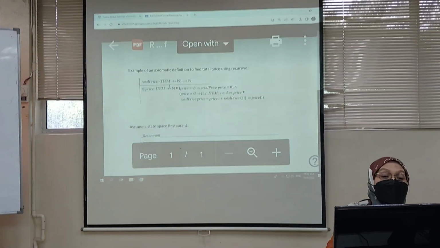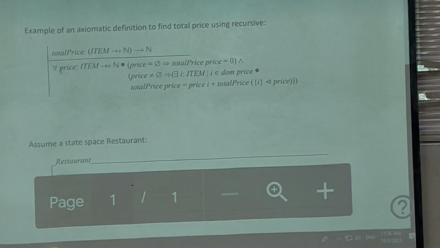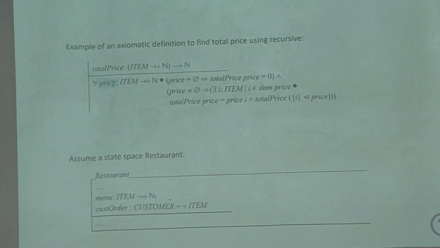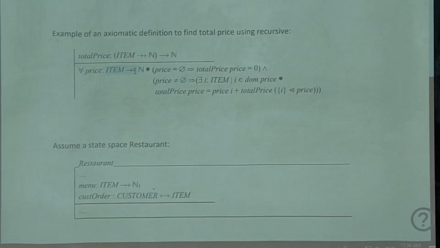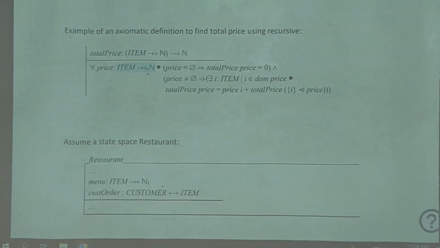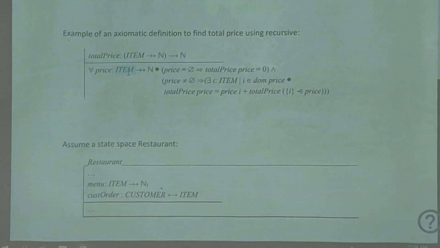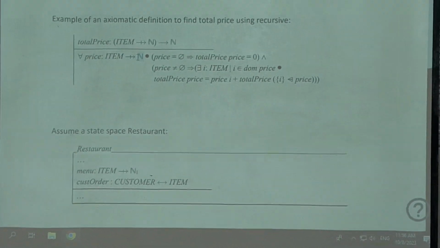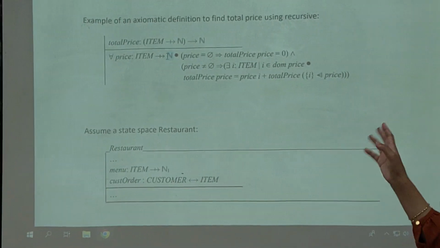System, because this is axiomatic general. So I'm going to declare one variable for price, where this variable is a connection between item and n. Item is similar to an item ID, and n is maybe the price for that ID. But here I didn't put the quantity, as I told you in the lecture.